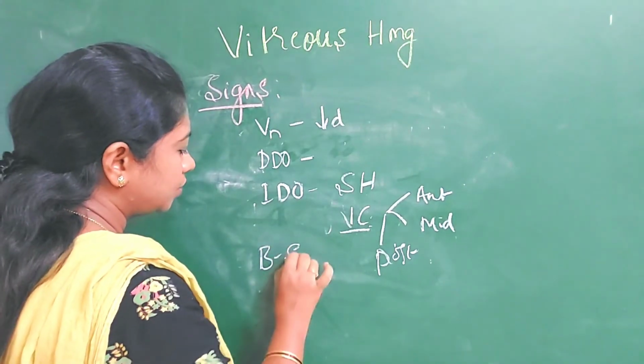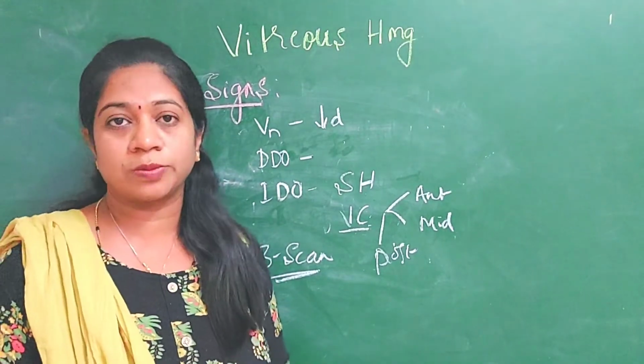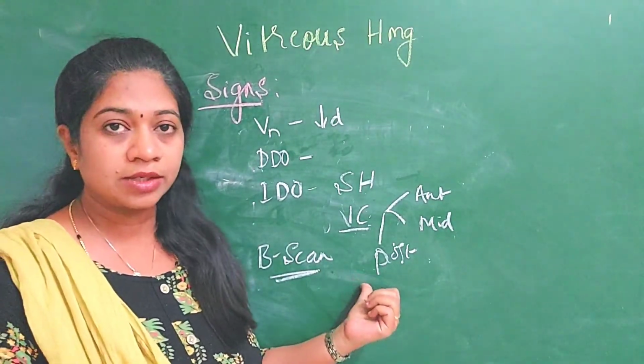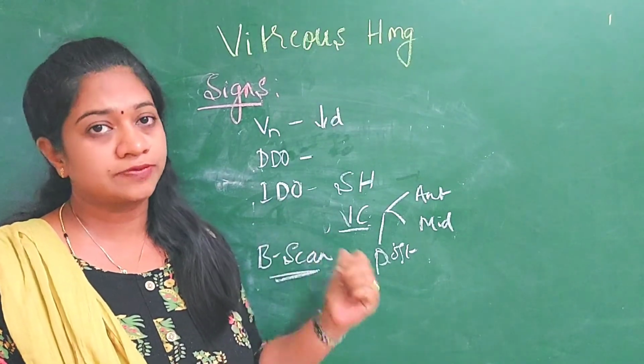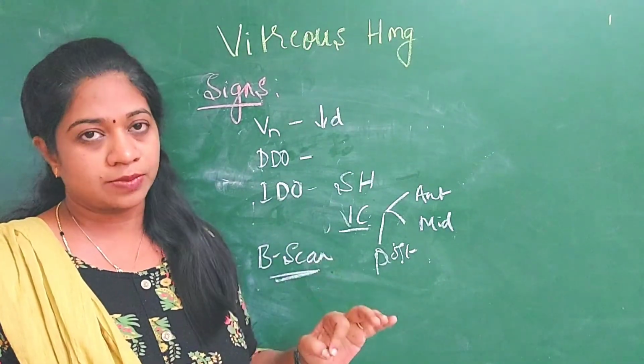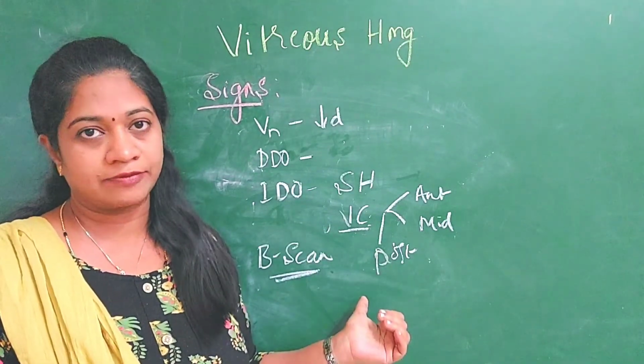And it is essential to do B-scan in case of vitreous hemorrhage if it is not associated with open globe injury. So by doing B-scan, you will find out whether there is associated RD, retinal detachment, with this vitreous hemorrhage, or it is pure vitreous hemorrhage. This is a very important finding because the treatment depends upon this B-scan finding.